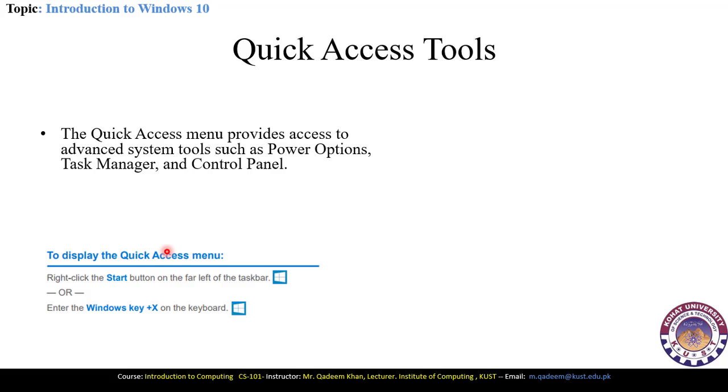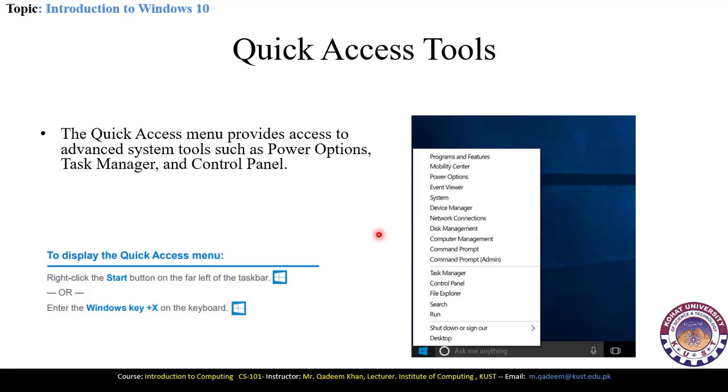Then the quick access menu will appear here. Just click on this button and you will see the quick access menu. This menu contains the most important tools which can be used by the user. For example, here are disk management, network connections, device manager, system, event viewer, and power options. Similarly, mobility center and programs and features. These are called quick access views. So here you click on this Windows button so that you will see this quick access view.